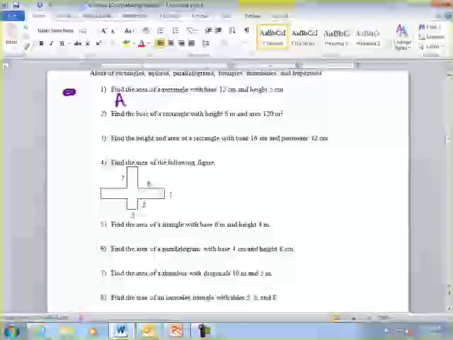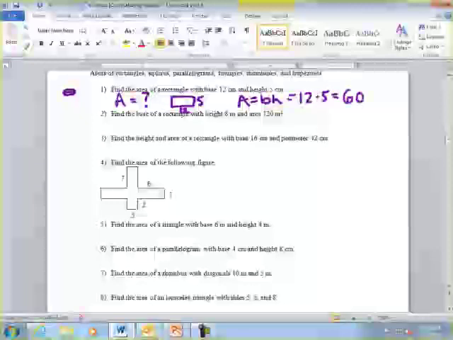So for number one, it says that we need to find the area of a rectangle. So then I might draw myself a picture, since they didn't give us a picture, with a base of 12 and a height of 5. Our area formula, we can look up on the area sheet, says length times width or base times height. It doesn't matter what we call those things, but we're multiplying the two sides to find the area of a rectangle. So in this problem, that would be 12 times 5, which is 60.